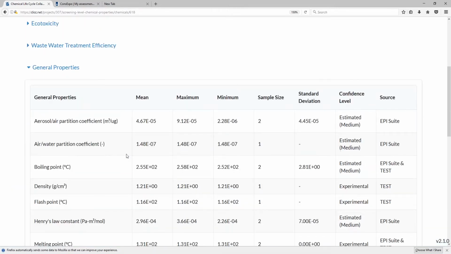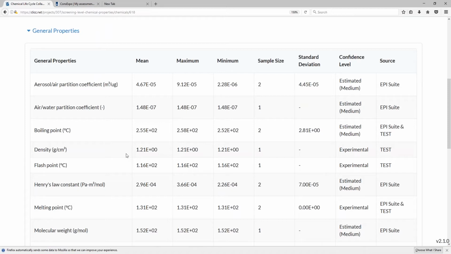So here, for example, these were estimated with EPI Suite, these were experimental from TEST, these were experimental from EPI Suite and TEST, and so on. So it provides you with that information.